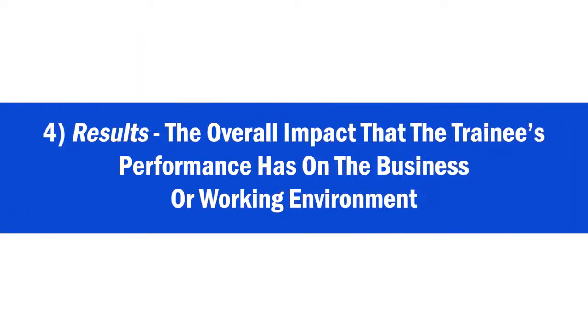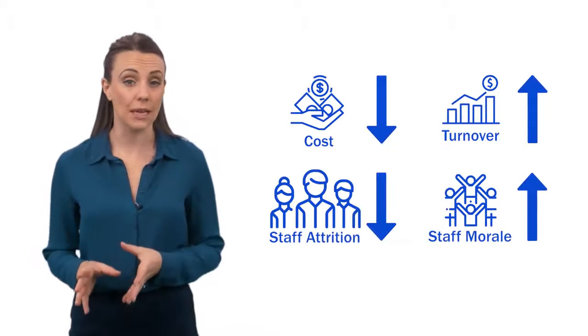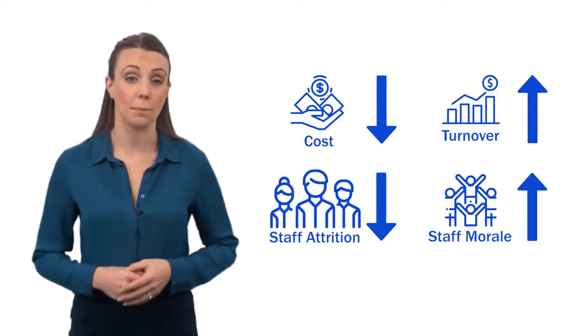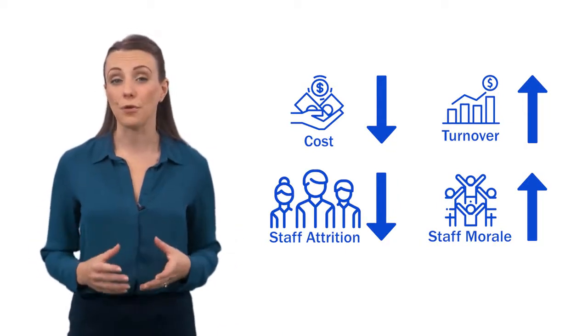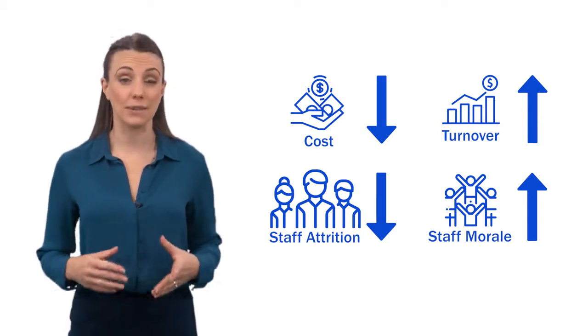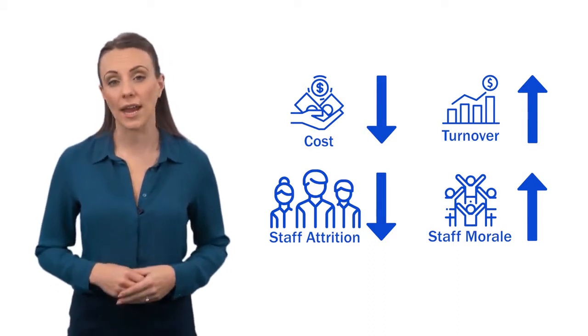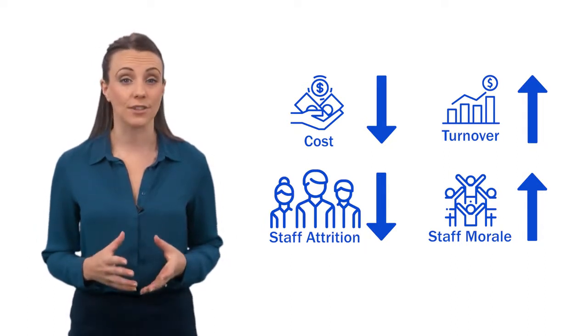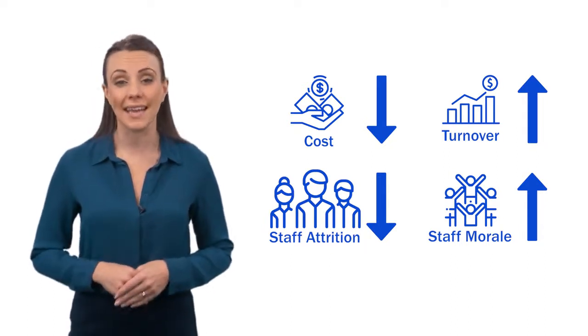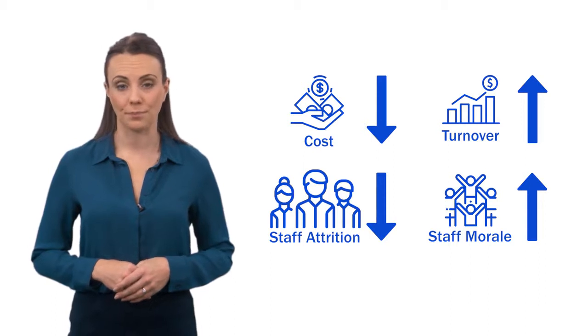4. Results. The overall impact that the trainee's performance has on the business or working environment. This represents a fundamentally different challenge to levels 1 to 3, as individual assessments are not carried out. It's about relating the trainee's behaviour change to real bottom-line improvements and organisational performance metrics in a credible and believable way. A unit of change in learning should be directly linked to a specific improvement in a key organisational metric.